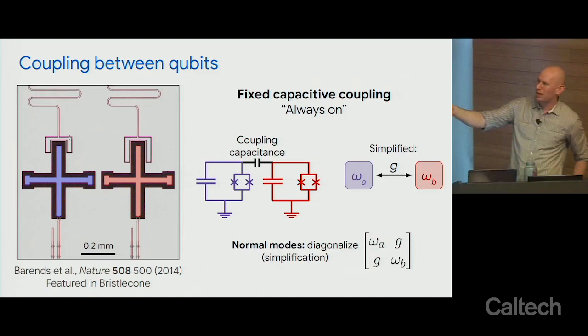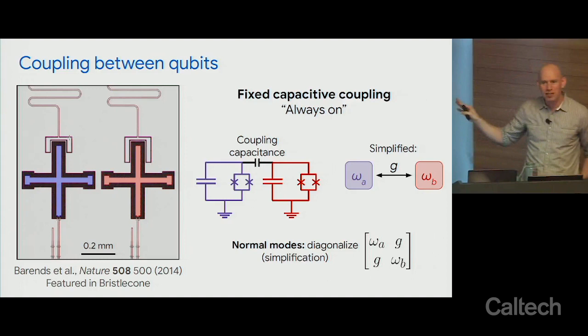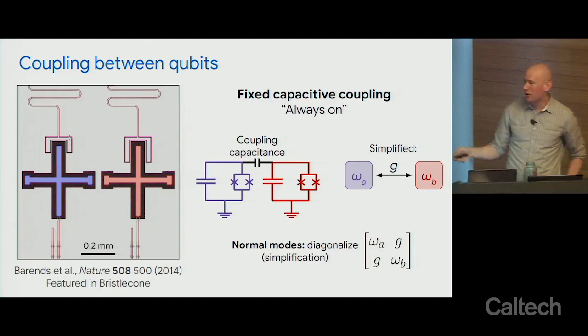And we can also adopt a more simplified diagram where we have the two qubits and just schematically they have this coupling g between them. If you want to play around with this and get a better idea of how this works, you can play with this 2x2 matrix. I'm sure you can all diagonalize that. The reason that I bring this up is we're going to generalize it a bit in a moment.